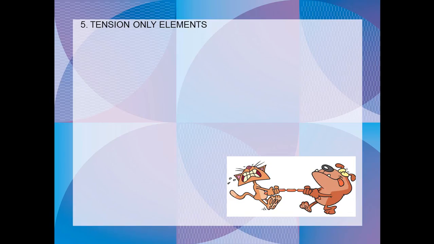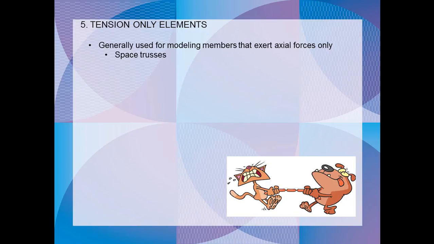For tension on the elements, actually, the tension on the elements was not part of the original design. What happened was the contractor added turnbuckles for erection purposes, and what I wanted to do was check what these tension-only elements would cost, or how they help the member or the structure, or if they were good or bad. So I modeled it and I checked. So anyways, tension-only elements are generally used for modeling members that exert axial forces only, such as space trusses, cables, and diagonal members.